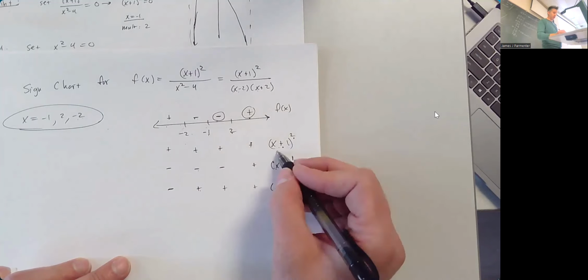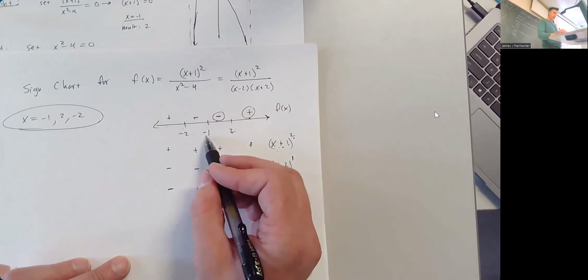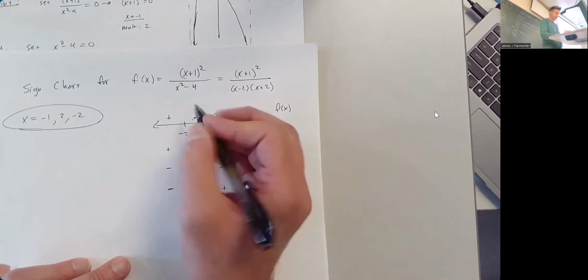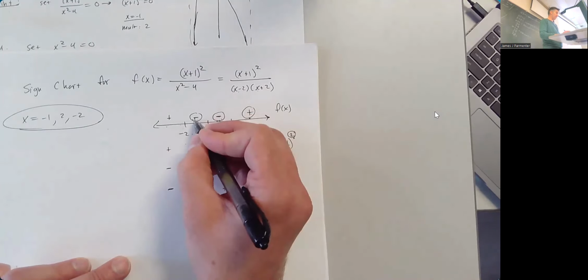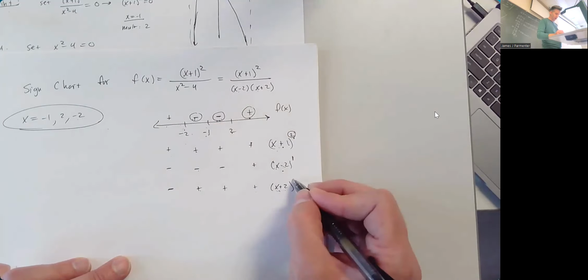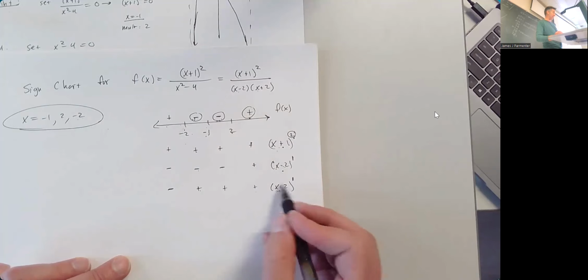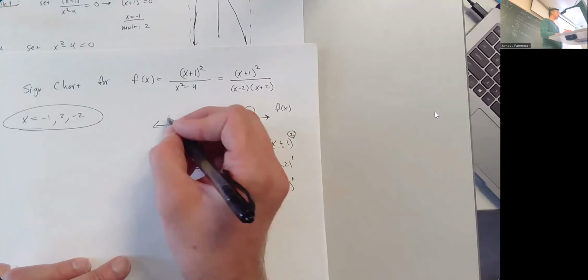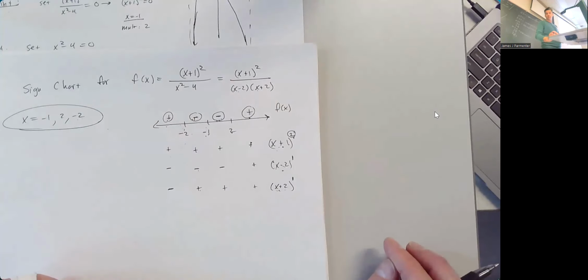So x plus 1 squared, that's where we got the -1 from. Having an even power means when you go from one side of it to the other side of it, the sign stayed the same. -2 came from a factor that has an odd power, and that's where the -2 came from, x plus 2. That odd power means the sign is going to change. It's always true.